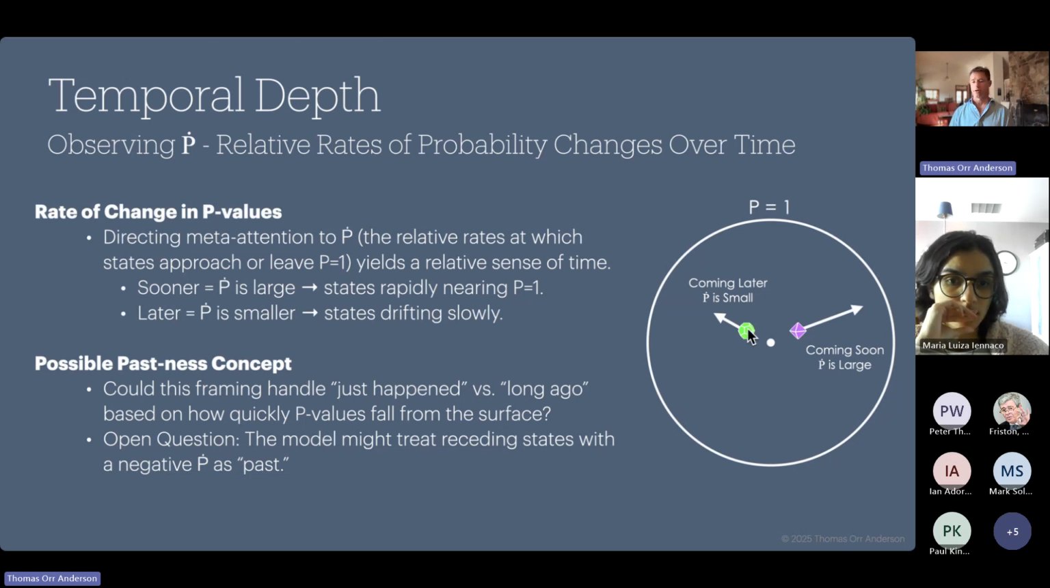So if meta attention is capable of observing that states of affairs are moving outward, that the probability updating is moving them toward the surface of observation rapidly, then we deem that to be coming soon. And if it's moving toward the surface less rapidly, then we deem it to be coming later. And a question, of course, is can it work in the other direction as naturally, that states of affairs moving away from the surface could naturally represent our sense of pastness as much as this framing can represent futureness?